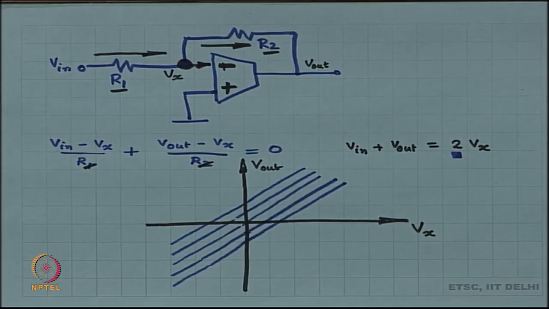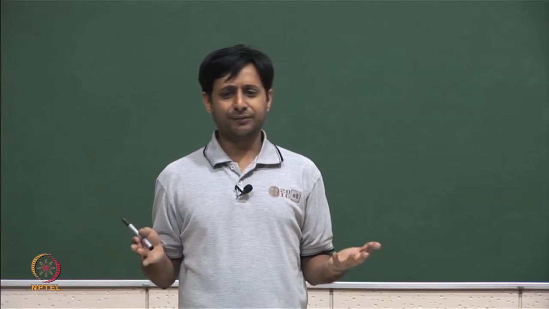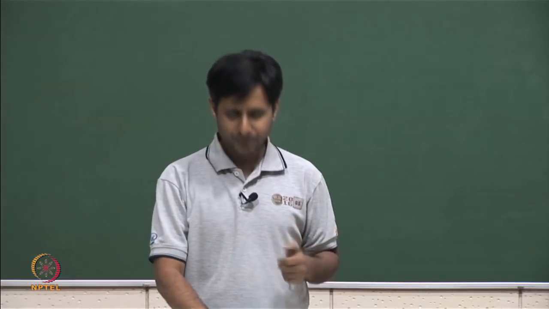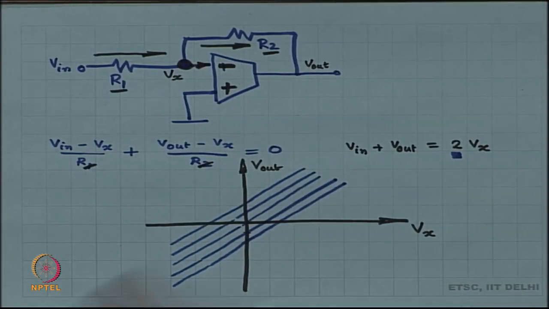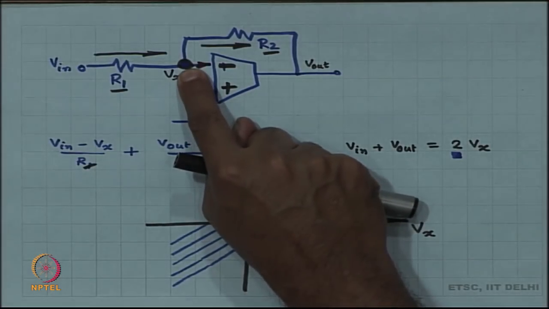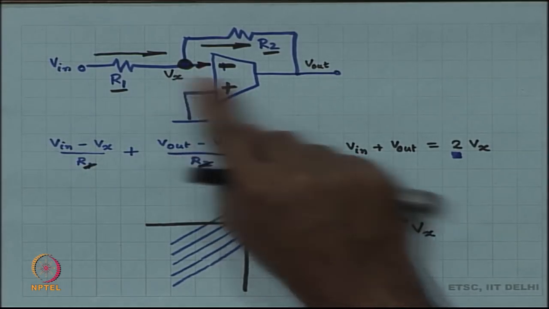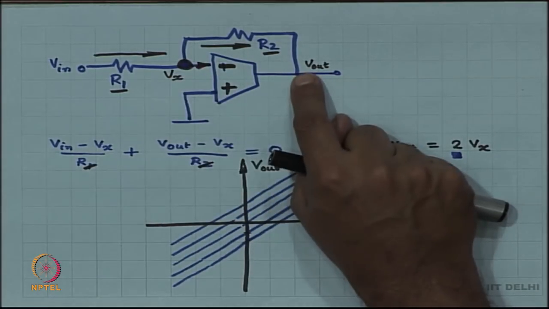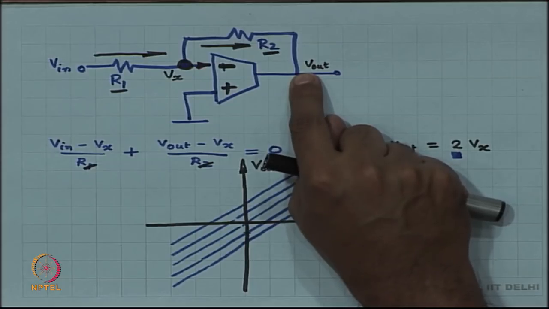Then the OTA, you designed the OTA for a large voltage gain, let us say a large voltage gain of 10,000. Okay. So, if my input is minus 1 millivolt, the output is going to try to shoot up to plus 10 volts.